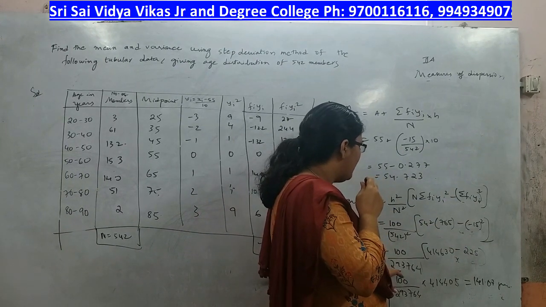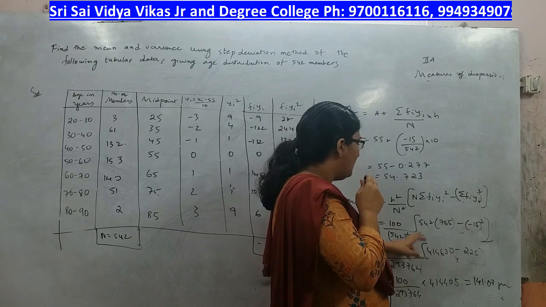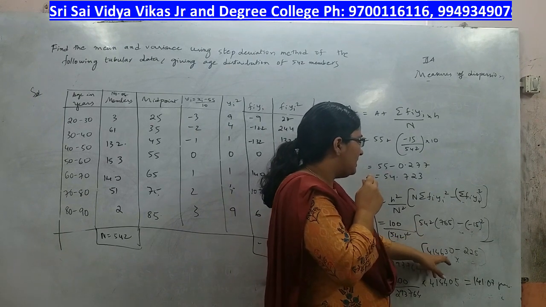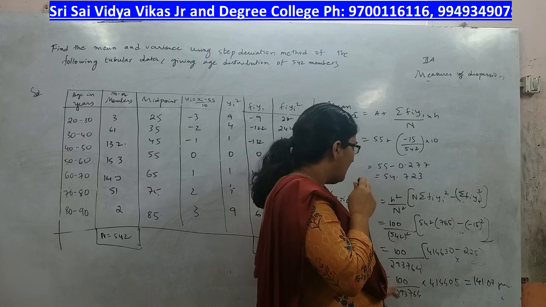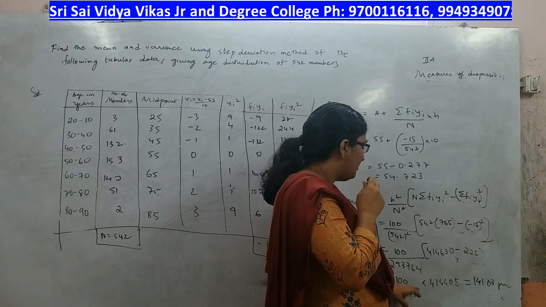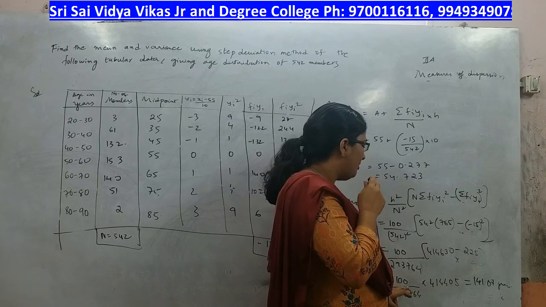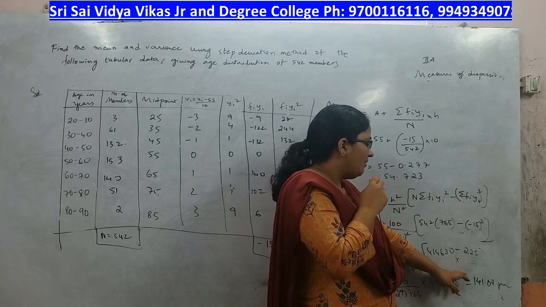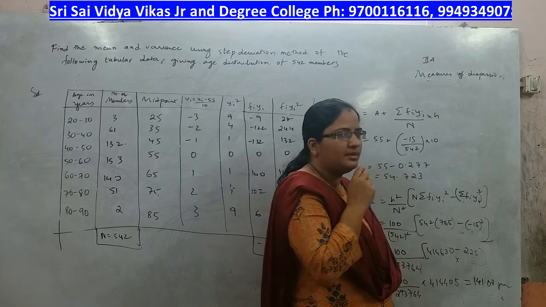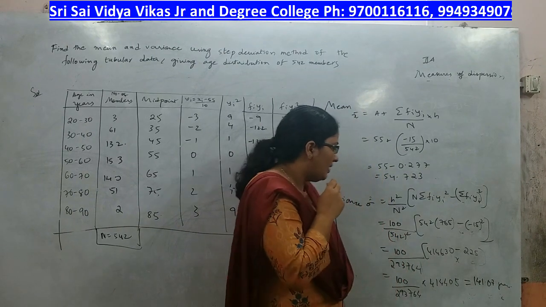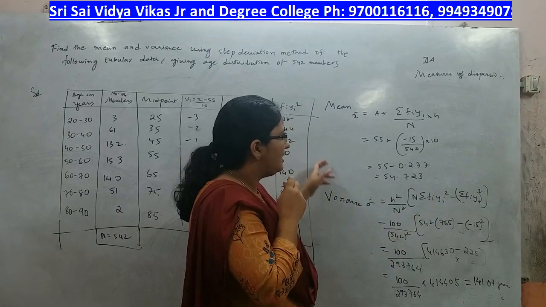100 by 293764. This into this 414630 minus 225. 100 by 293764 into, if you subtract this you get 414405. If you multiply all you will get 14.107 years. So that is how you calculate the variance, and this is mean.